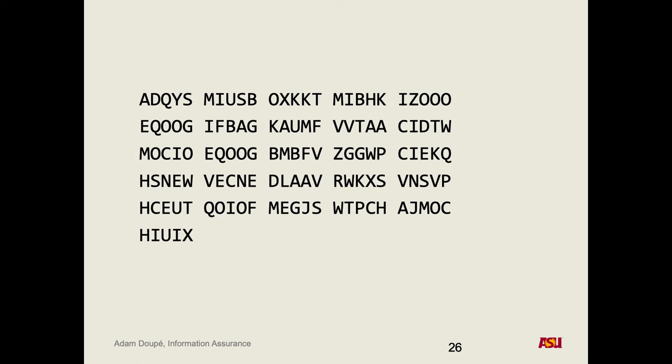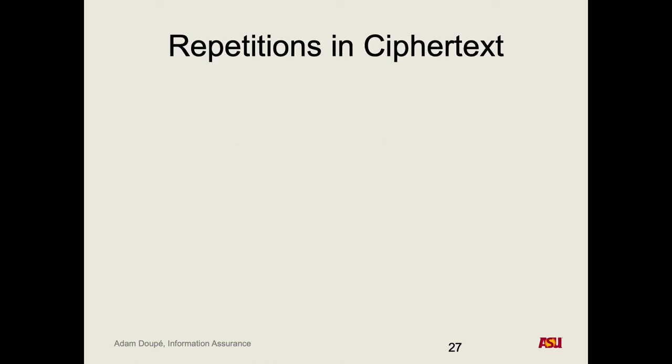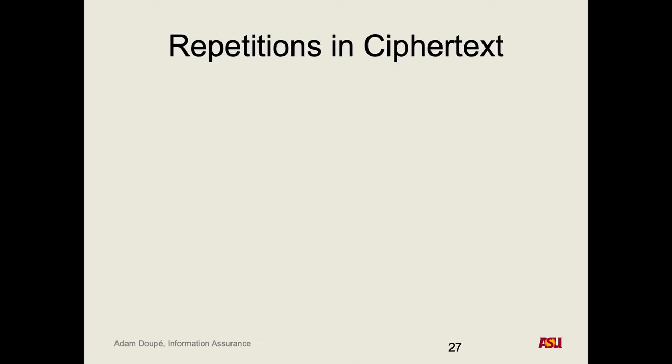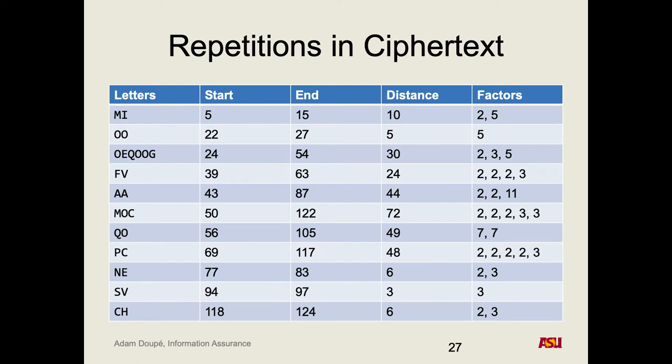Okay, so we can look at this in here. You can stare at this for a long time, or you can write a program to do this. We can also do all of the 2-character repetitions, not just 3. So we can do 2-character, 3-character, and as many as we can, and we'll get a ton of them. So we have MI, OO, distance 10 and 5, OEQ, OOG, which is distance 30, as we said. Where was the move? It was 72. Look at that. I can count.